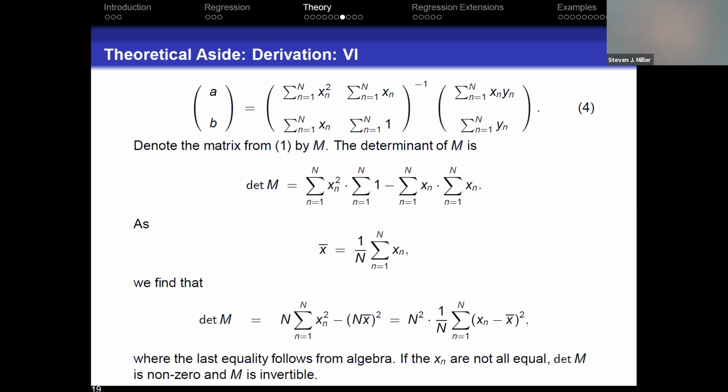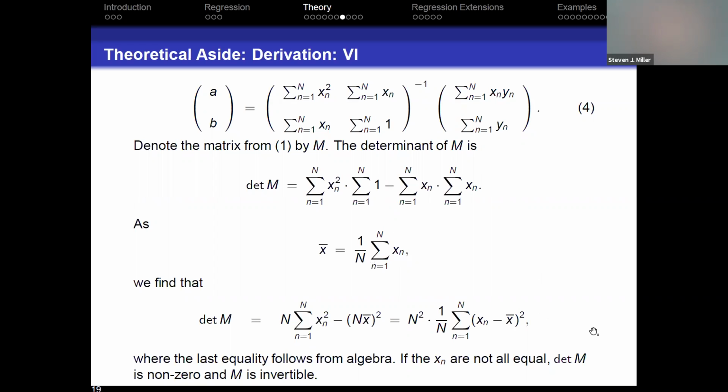The algebra is explained in detail in the packet I referenced earlier. What's nice about this is we want the determinant to be non-zero. We've got the determinant as a sum of squares. The only way that sum of squares can be 0 is if each term is 0. Well, what would it mean for each term to be 0? The only way each term could be 0 is if every data point, xn, is the same as the mean, x bar. So x bar is just the average value. We sum all of our xn's and we divide by n.